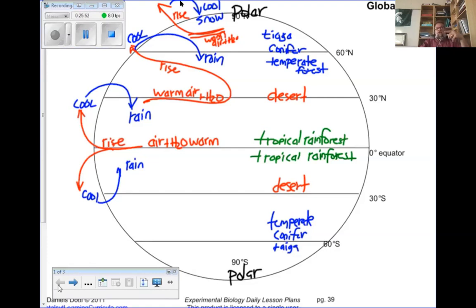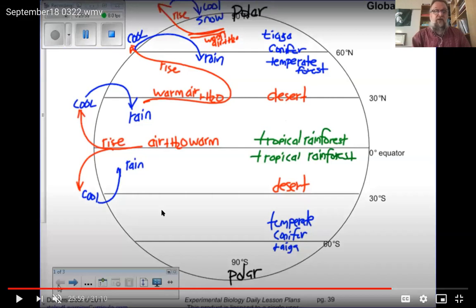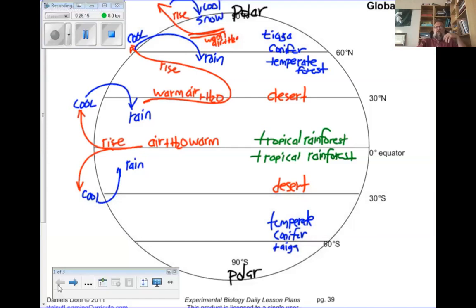And the other pattern you hopefully see is at the rainforest. Here we go wet, dry, wet, dry. Same thing going this way, wet, dry, wet, dry. And that's all because the air is going from rise, cool, rain, rise, cool, rain, rise, cool, snow. It's the pattern I'm most interested in you recognizing or seeing. That is what's determining our climates.